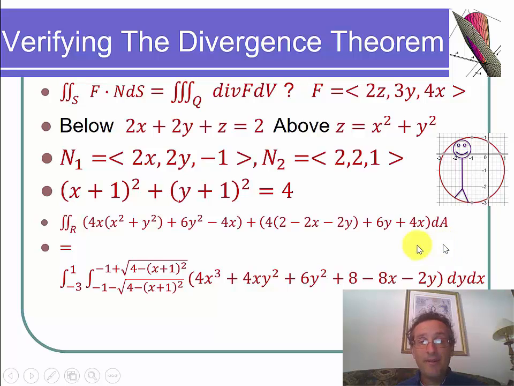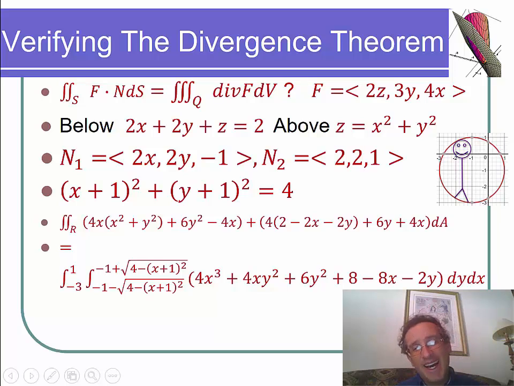So we could put together all of what we've done. Remember, the little man went left to -3, right to 1. And the little man's feet were at -1 minus the square root of 4 minus (x + 1)². And the little man's head was at -1 plus the square root of 4 minus (x + 1)². And then I can multiply this out and combine like terms and get 4x³ + 4xy² + 6y² + 8 − 8x − 2y, dy dx.